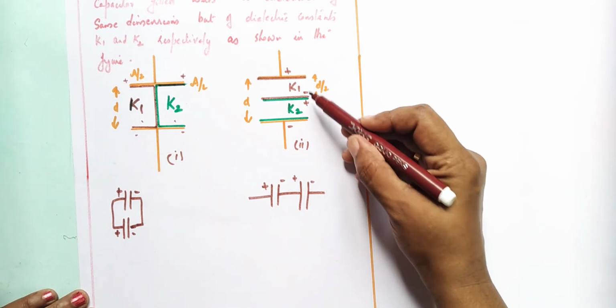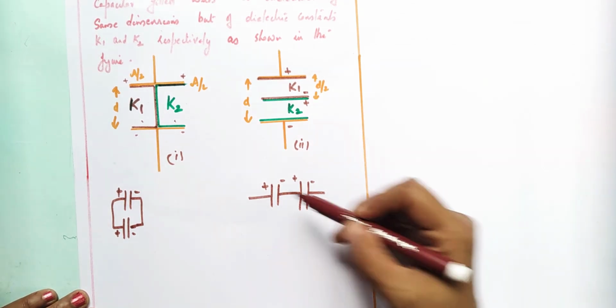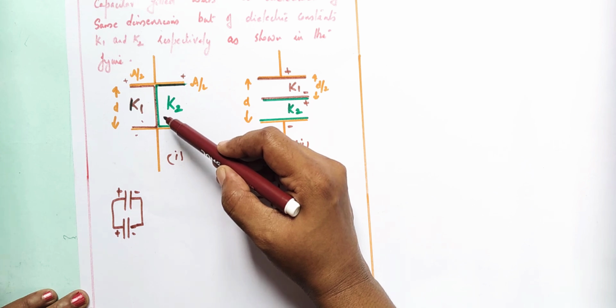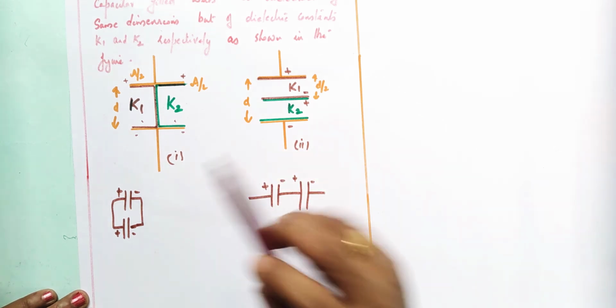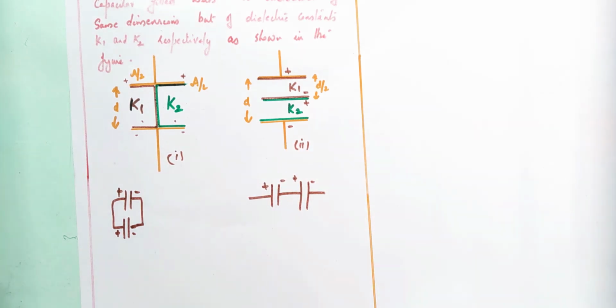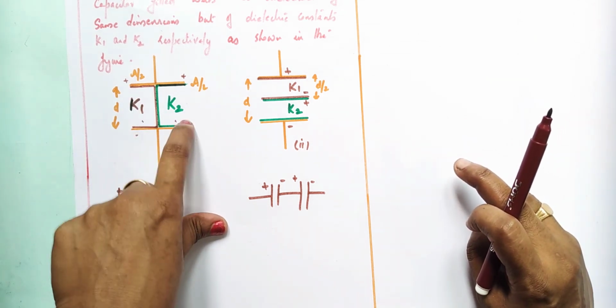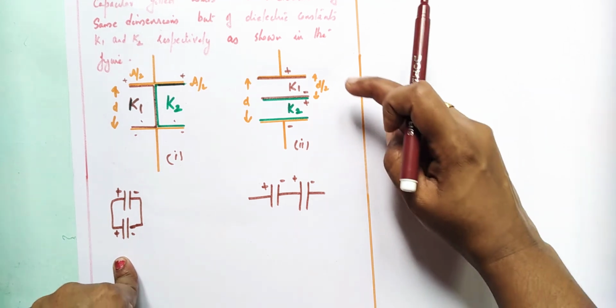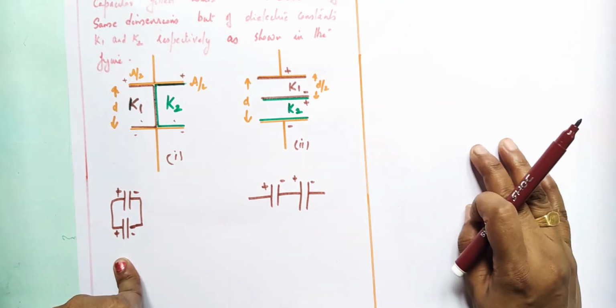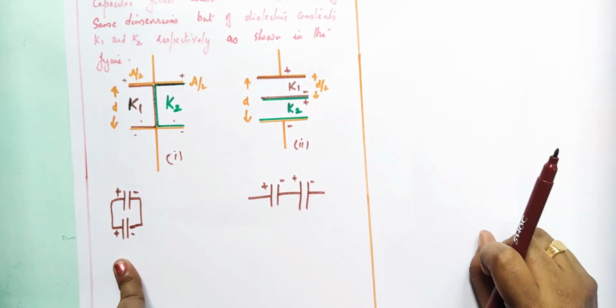So this is similar to two capacitors which are connected in series, and the first figure is two capacitors which are connected in parallel. If you just understand this one: if area divides, then the two capacitors are connected in parallel. If separation divides, then the two capacitors are connected in series. Okay, children.